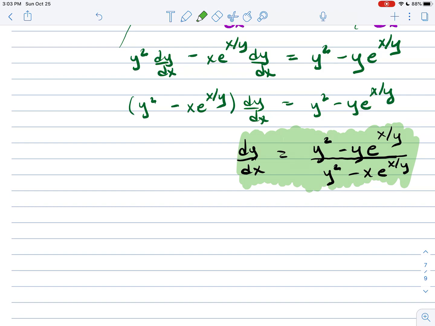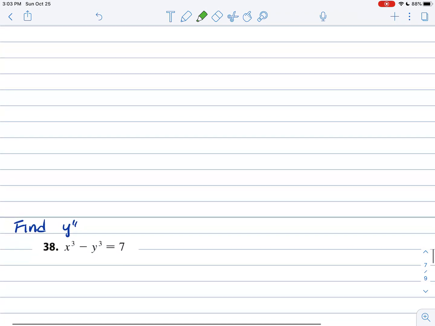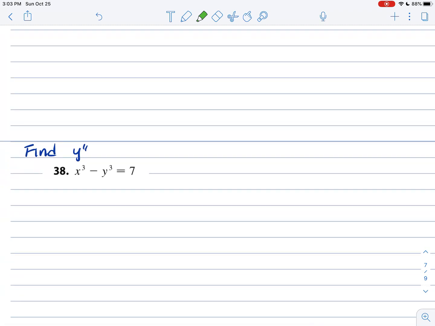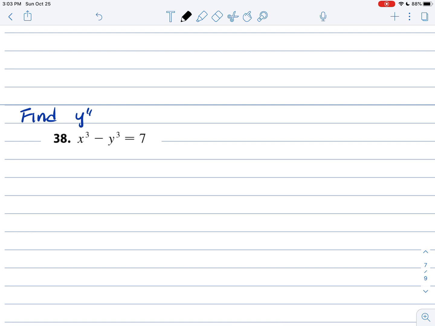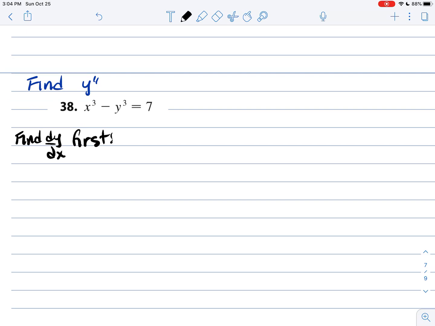And anytime you see a product or a quotient of x and y, you need the product rule or the quotient rule, and again with compositions as well. So it's usually best described using an example. Here I'm going to find the second derivative. So first off, let's find the first derivative, and we do it implicitly.